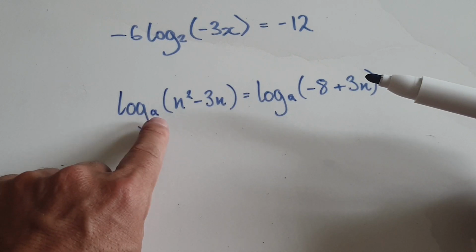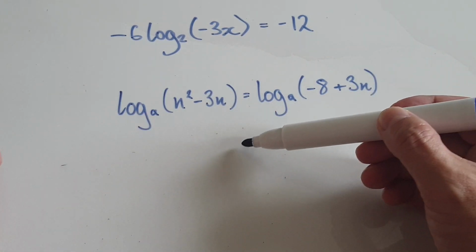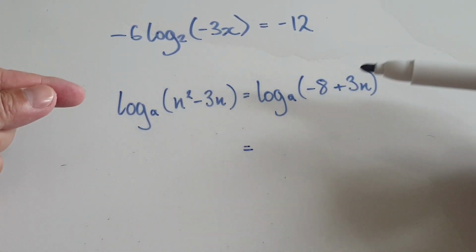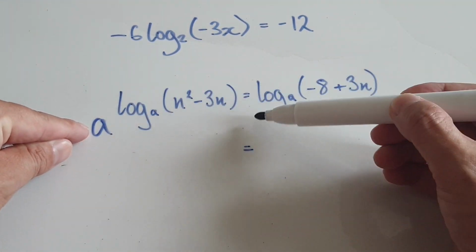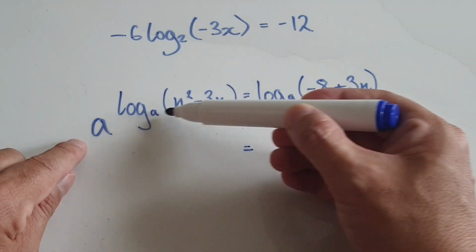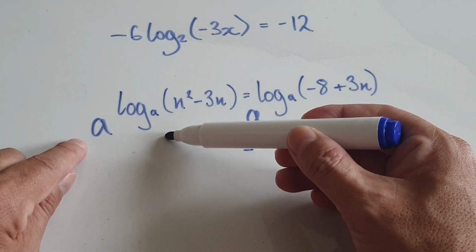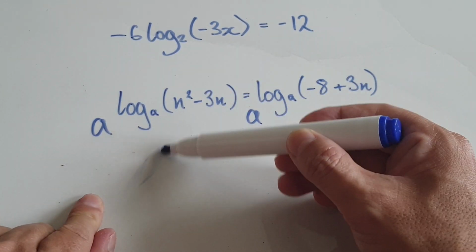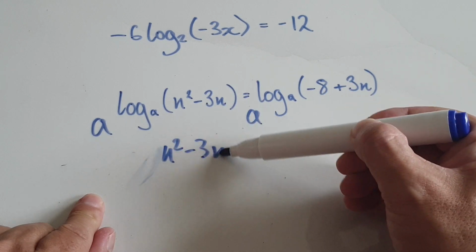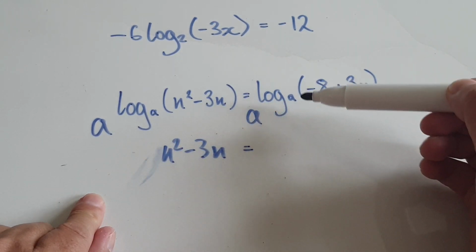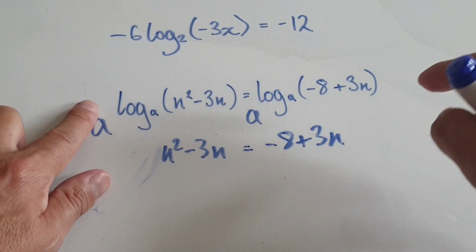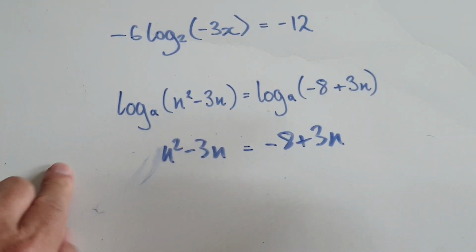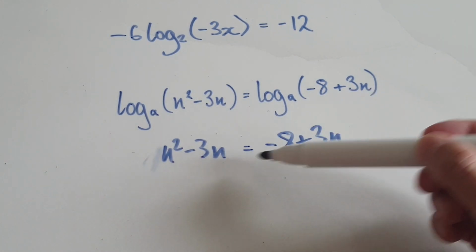notice that you've got log base A, log base A. So in your mind, exponentiate both sides with base A. That would then be a to the power of this thing, a to the power of this thing. These two would cancel each other out. That would then give you n squared minus 3n. These two would cancel each other out. So that would then give you negative 8 plus 3n. Now it's just a matter of getting n on its own.